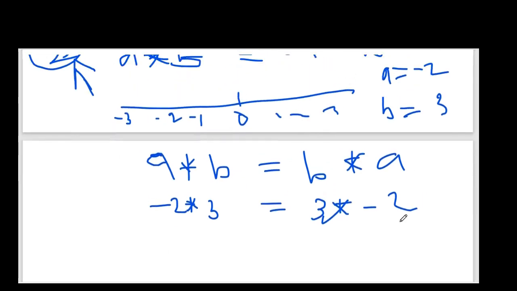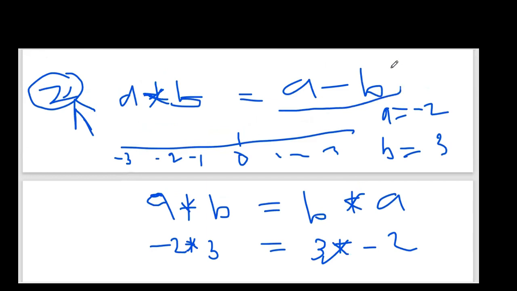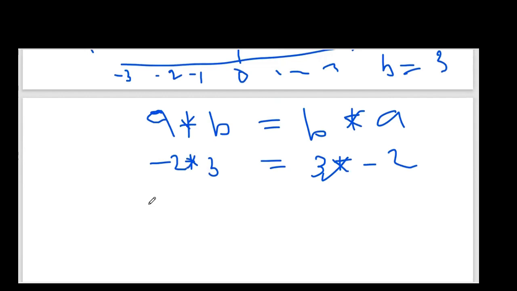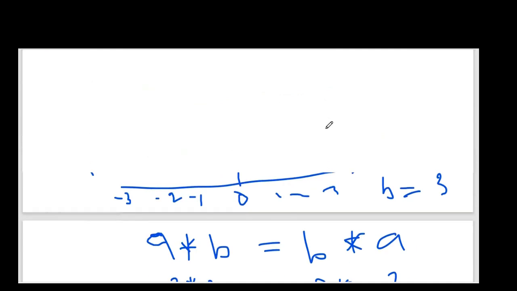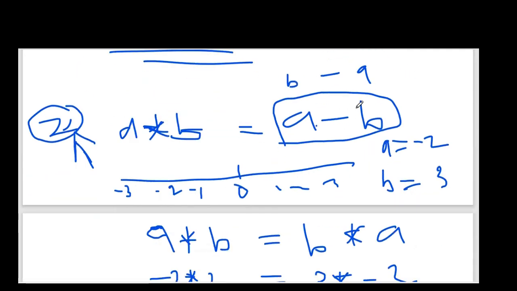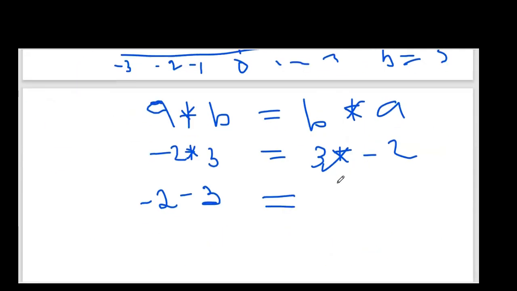What is the rule there? The rule says that you subtract A minus B. So I'm just going to subtract my A minus B. What is my A? It's -2, minus what is my B? It's 3. In the second case we follow the same thing, but in the place of A we now have B, and in the place of B we now have A. So when we operate that, it's going to give us B, which is 3, minus A, which is -2.